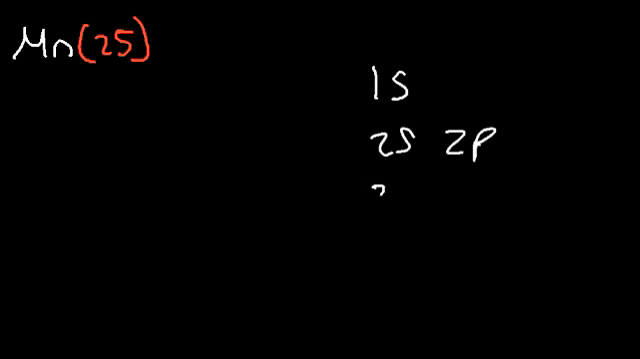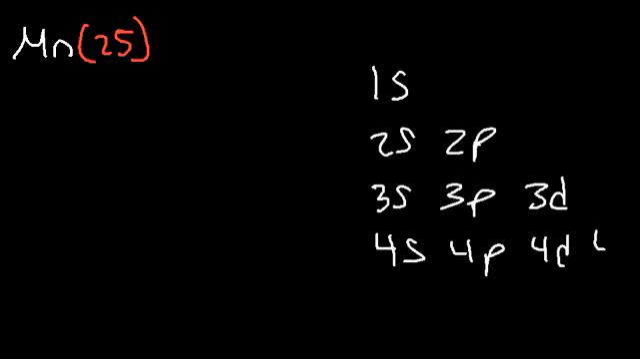Now let's try this example. Manganese. Manganese has an atomic number of 25. So feel free to pause the video and see if you can write the electron configuration for manganese. So let's make our list: 1s, 2s, 2p, 3s, 3p, well, that's supposed to be 3d. And then it's 4s, 4p, 4d, 4f.